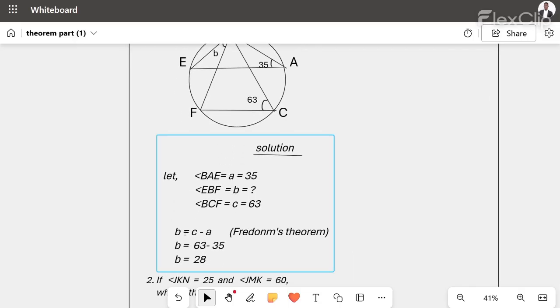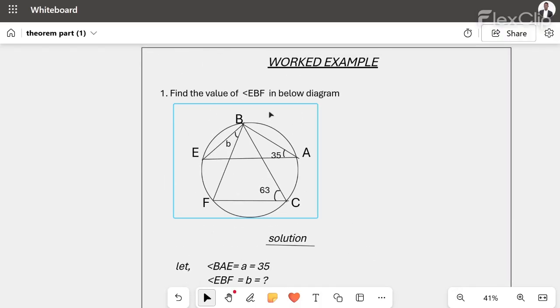Now from our theorem, it says angle B is equal to angle C minus angle A. That is Fredom's theorem. Then from this equation, we can say B is equal to 63 minus 35, which at the end we get B is equal to 28 degrees. Therefore, the value of B is equal to 28 degrees. That is angle EBF, the angle here, is equal to 28 degrees.